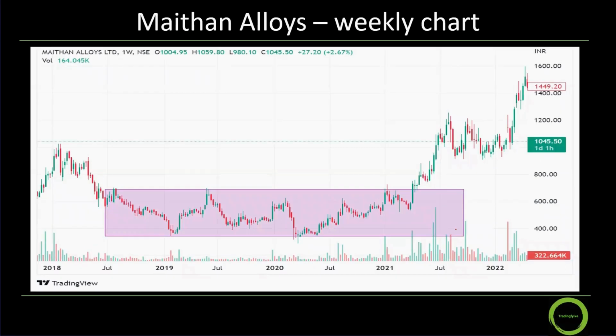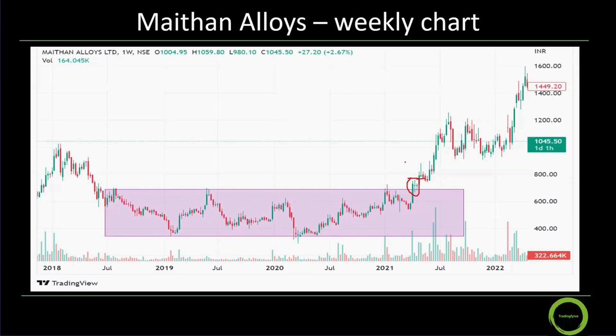Next stock is Methane Alloys. So this was a golden trade for me. Let me explain why. As you see, this is the weekly chart of Methane Alloys and it had given a breakout at this candle. Firstly, I was a little doubtful about this breakout, but when the next 2-3 candles confirmed the breakout, I took a trade at around this level, which is in between 750 to 780.